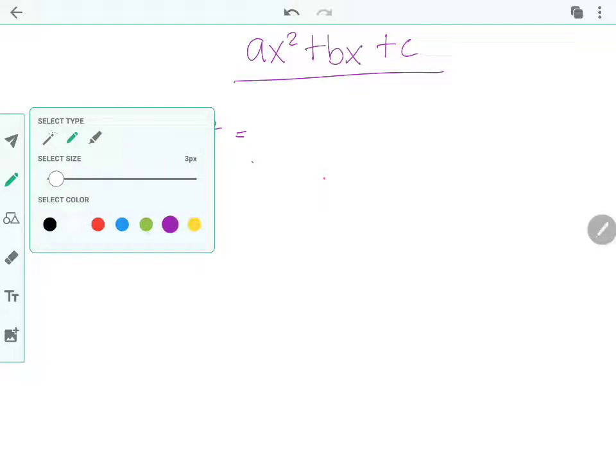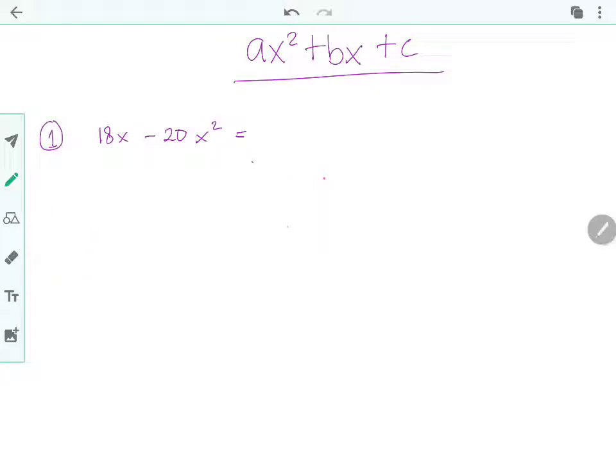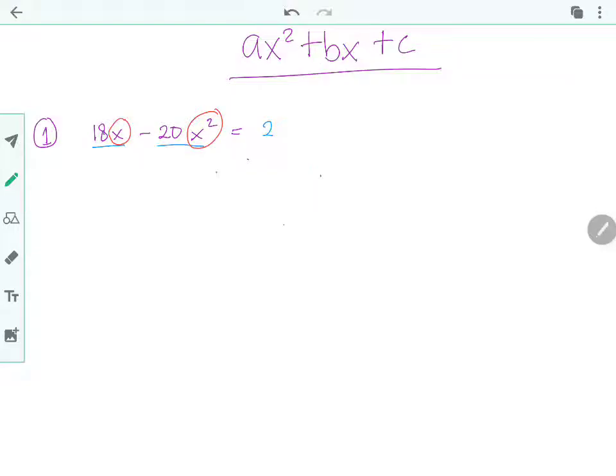Okay, now look at this. What you need to do is actually quite easy. You need to find factors that can be found in both of them. Here, from 18 and 20, I know both of them can be divided by 2, so one of the factors must be 2. Then I have the variables x and x squared, so the common factor must be x. So it means 2x.